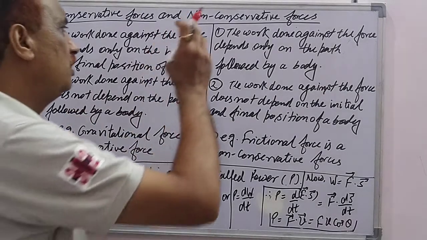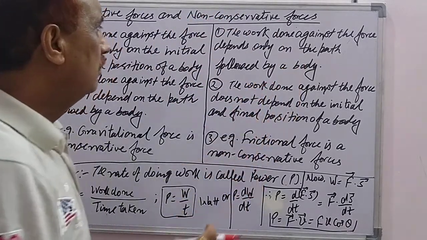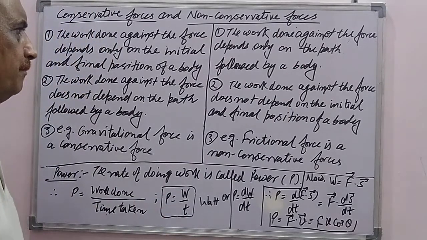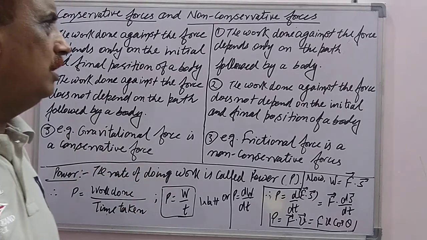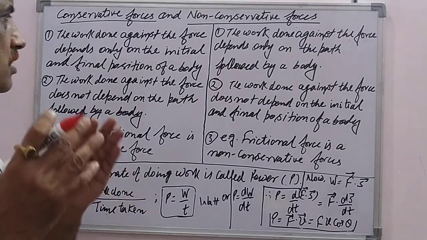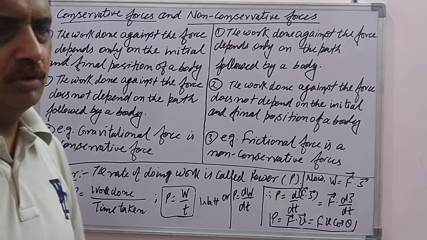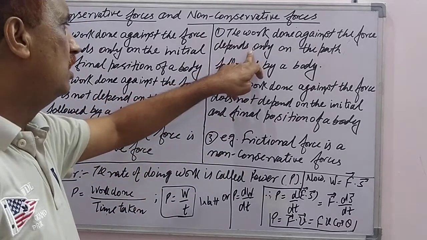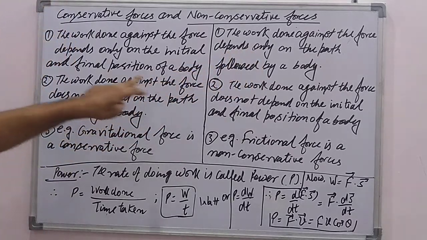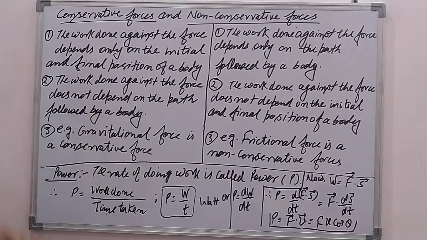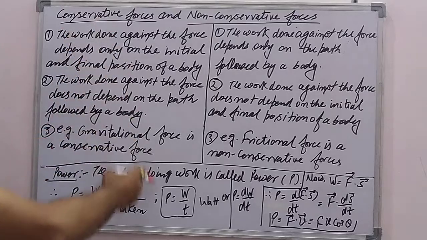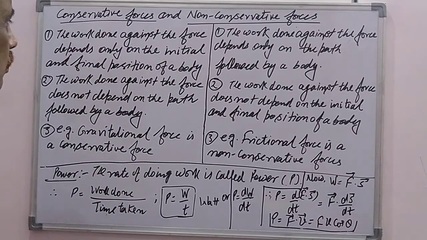And in non-conservative forces, the work done against the force depends only on the path followed by the body. So if the work done against the force depends only on the path followed by the body, such forces are known as non-conservative forces, and if it depends only on the initial and the final position of the body, then it is known as conservative forces.